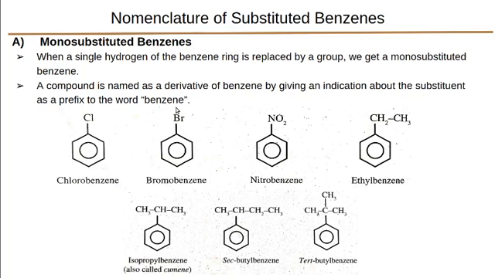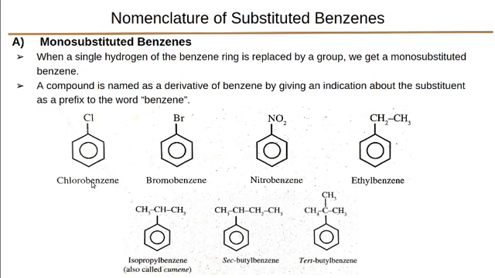So, in the case of naming a derivative of benzene, usually the substituent is considered as the prefix, and the prefix word should be added to the word benzene. That means if we have to name a derivative of benzene, the name of the substituent is considered as a prefix, and it should be added before the word benzene.